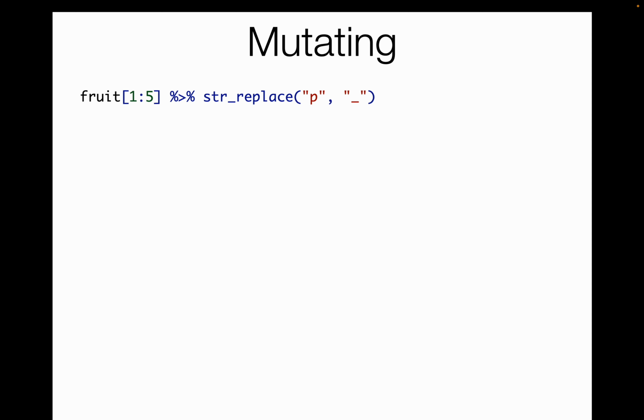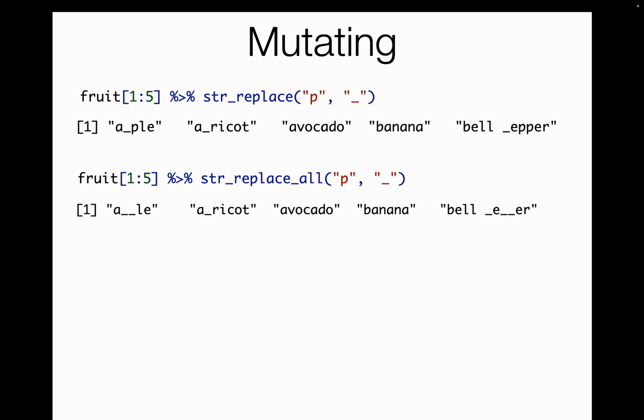Okay, now under mutating, str replace. So I'm going to take P and I'm going to replace it with an underscore. And so what does that look like? Well, it looks like this. str replace replaces the first P that it sees with an underscore and leaves everything else alone. So you see the second P in apple is still there. The second and third P in bell pepper is still there. It's just the first one. There is str replace, and then there's str replace all. It's going to replace all of them.